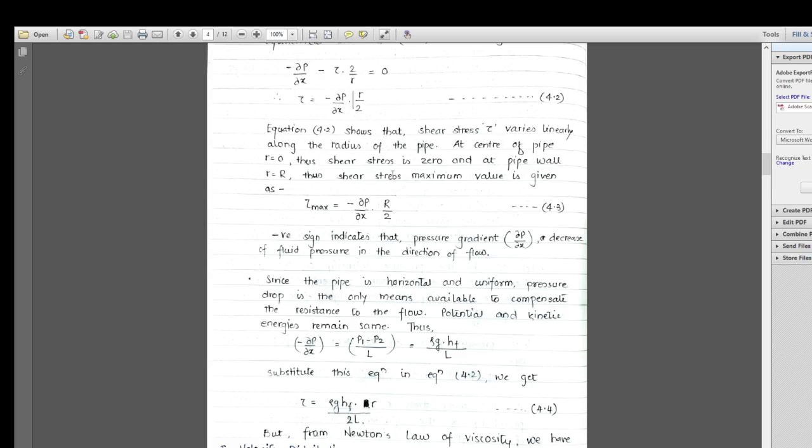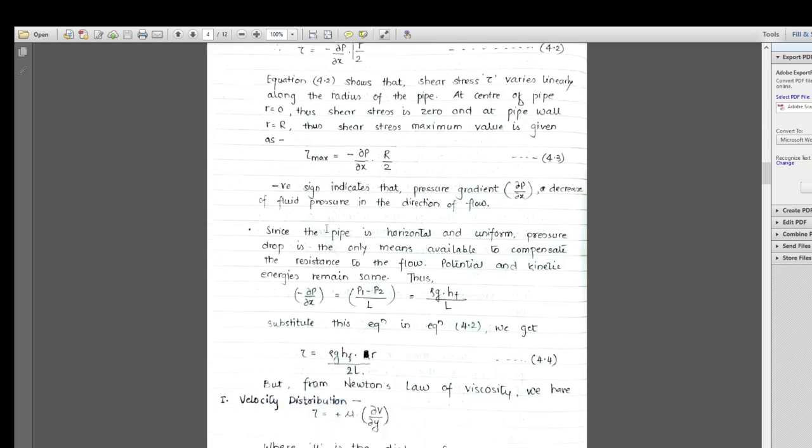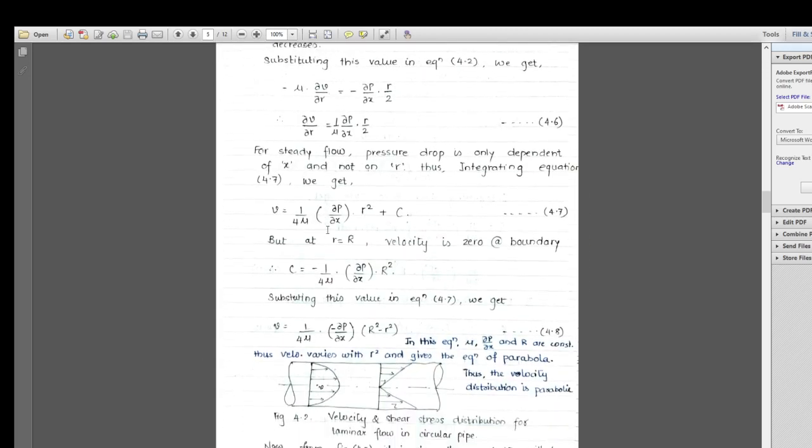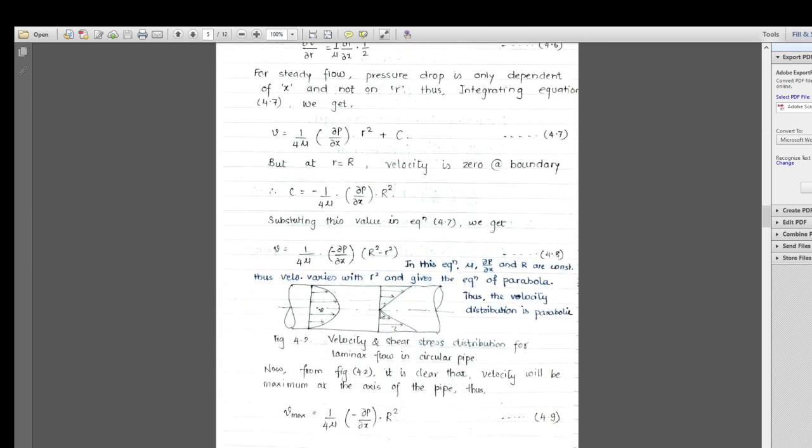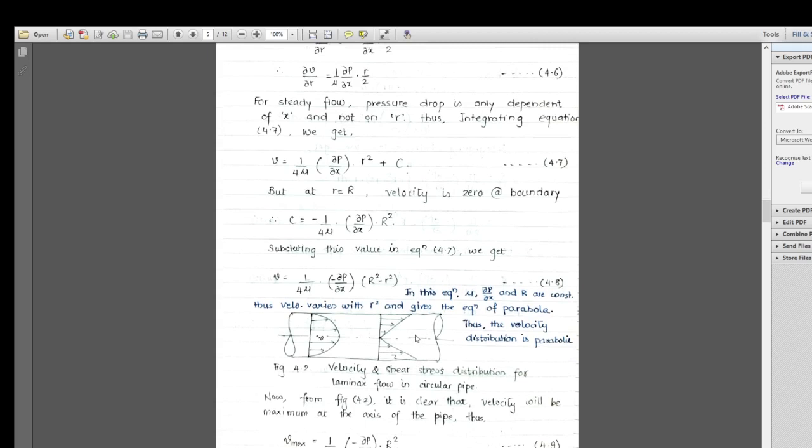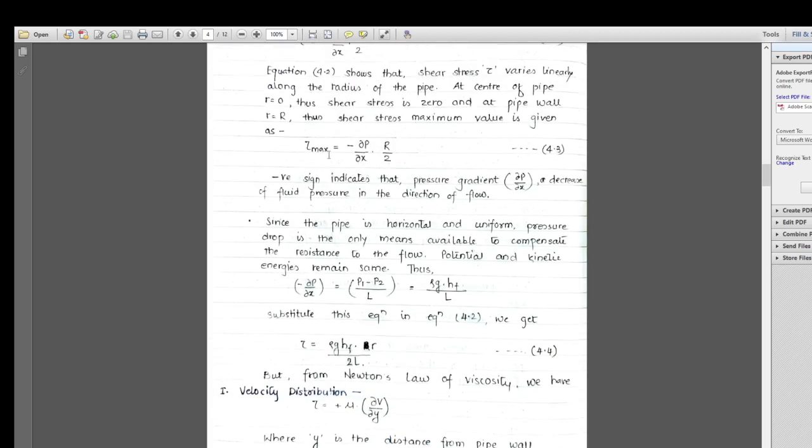So this equation can be written in terms of capital R, and that will give the maximum shear stress. If we see the shear stress diagram, we can see that at the center r is equal to 0, and the shear stress will be maximum at the walls of the pipe. Here the shear stress is maximum, and it can be calculated by using this formula: minus ΔP by Δx into capital R by 2.